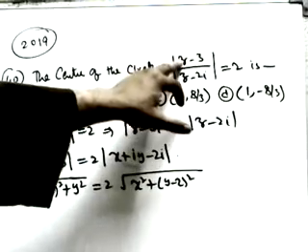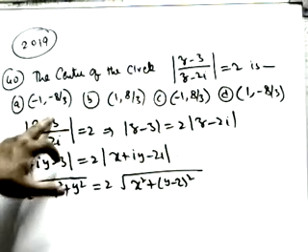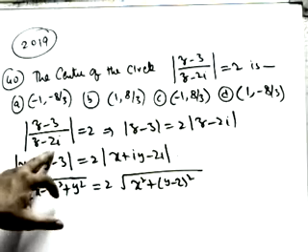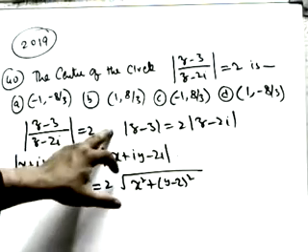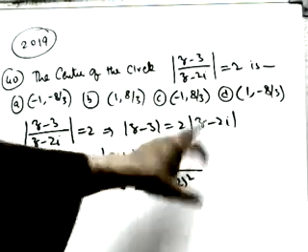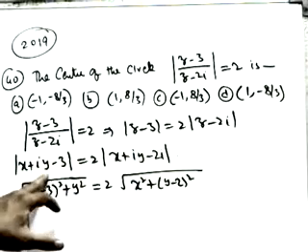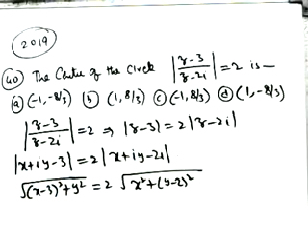Now see the next question. The center of the circle mod of z minus 3 by z minus 2 equals 2 is dash. Let me change this into the Cartesian form. See here, you bring this on the other side. So mod of z minus 3 equals 2 into mod of z minus 2. Let me substitute the value of z. z is always x plus iy.